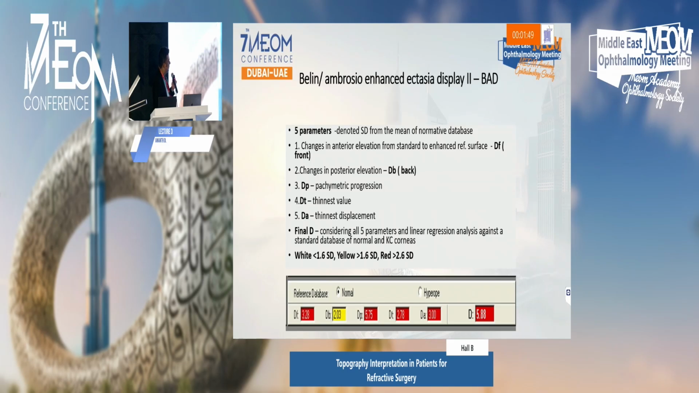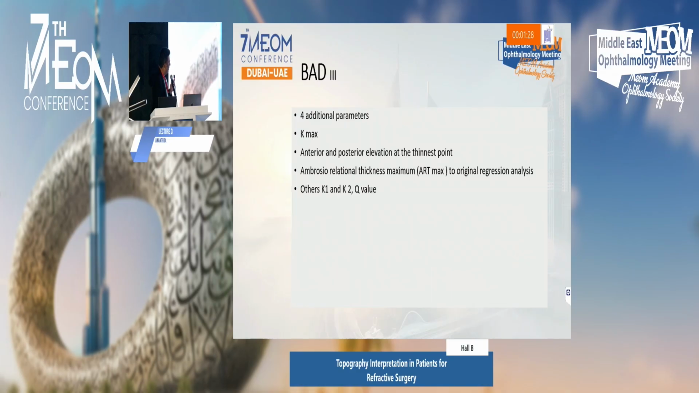To identify keratoconus much more, there are many more details which the Pentacam also gives us. If you see there, difference in the front value, difference in the back, the pachymetry progression, thinnest value, thinnest location, all the normal values need not be memorized. If they are beyond the normal, they are represented in red boxes. To detect keratoconus better or to identify the candidate suitable for refractive surgery, 4 additional parameters are added to the BAD-D criteria.